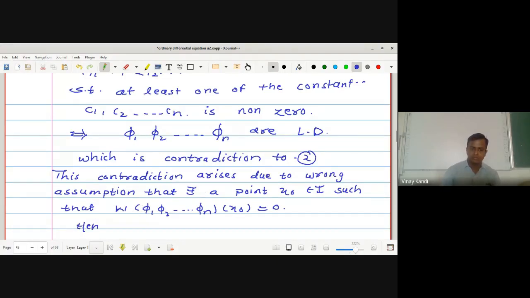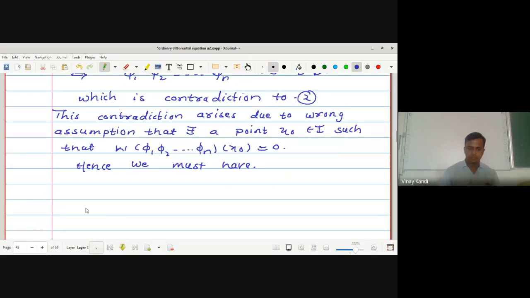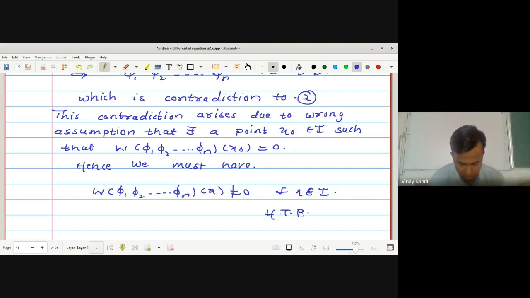Hence, we must have the Wronskian of phi 1, phi 2 up to phi n at any point x is not equal to 0 for all x belongs to I. Okay, any doubt? That is the proof. Okay, any doubt?